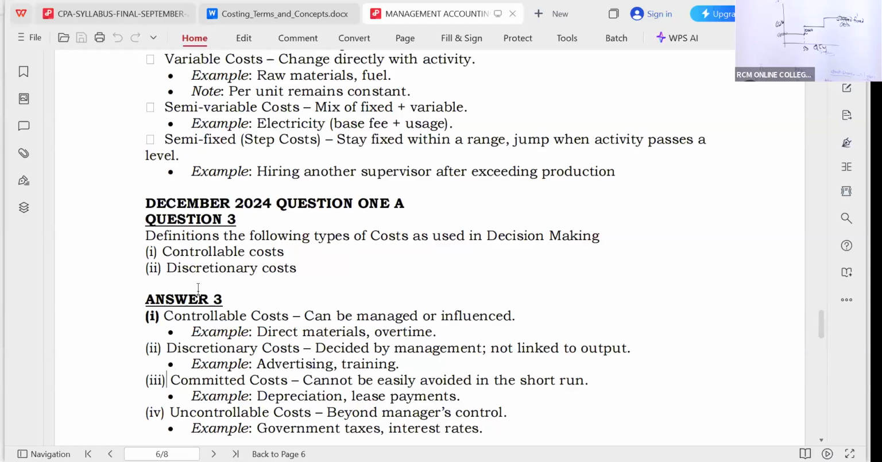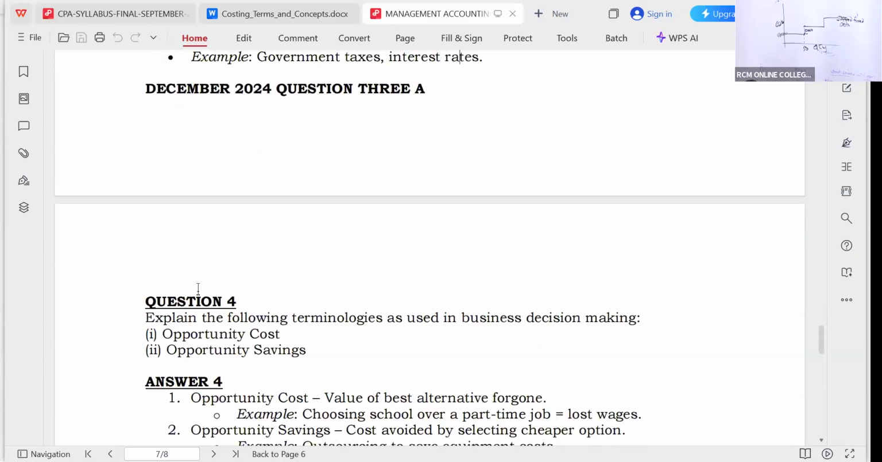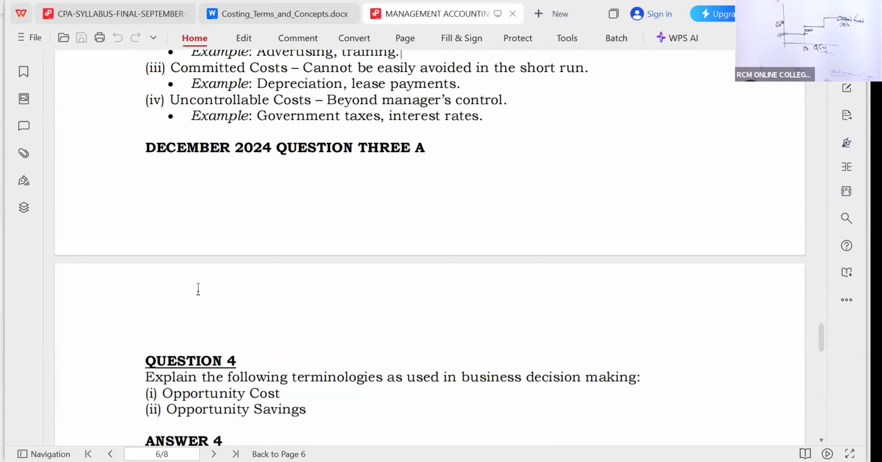Now, then we have another one that I thought of just bringing here, because I always try to scan through your past papers to ensure that we basically lock up everything. So we have uncontrollable costs. Uncontrollable costs are beyond the manager's control, like the government, taxes, interest rates. These are macroeconomic. They come from outside there. They're bigger. December 2024, question number 3A.